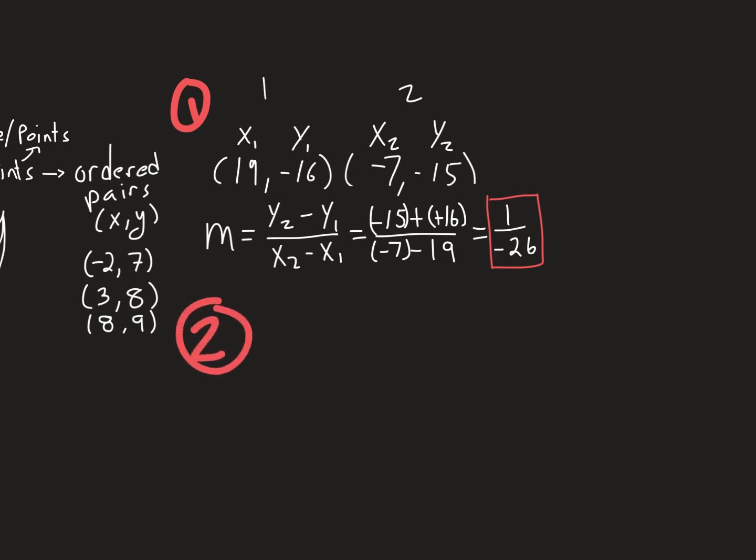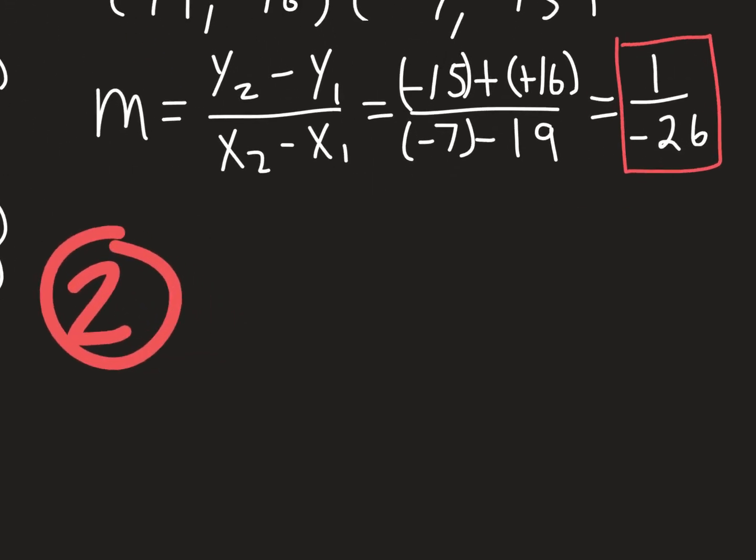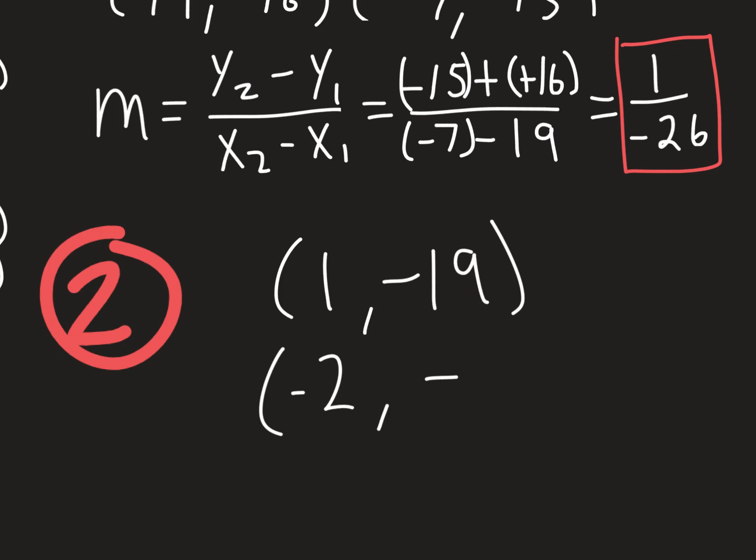Okay, number 2. So what I want you to do for number 2 is start by rewriting it like this. 1, comma, negative 19, and negative 2, comma, negative 7.